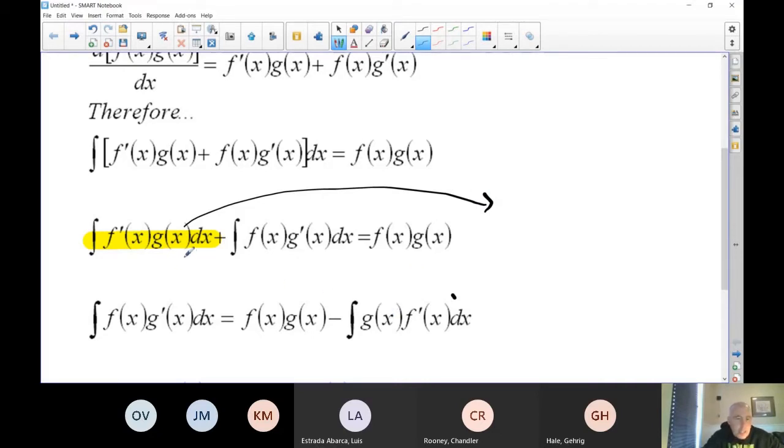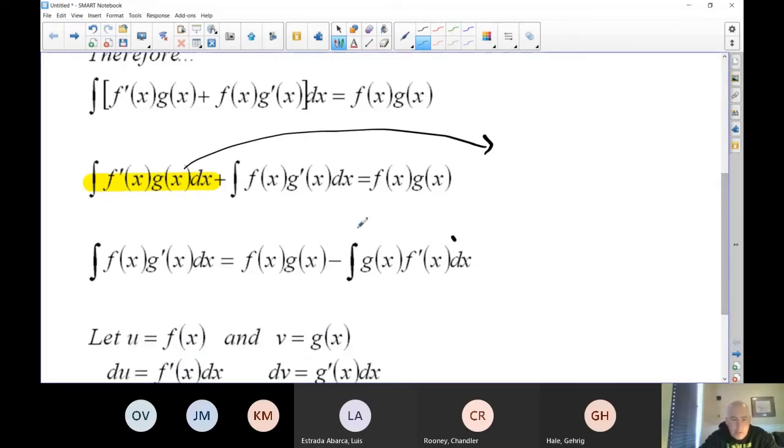They changed the order of it. They called it g of x, and then they put f prime of x second, but this right here is just this term moved to the other side. Now, if we tried to memorize that as a formula, it would get pretty confusing with the f of x's and the g prime of x's. So they use a u and a dv notation that will look like this.